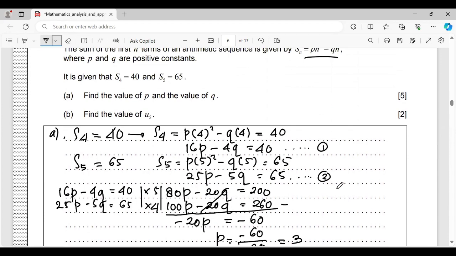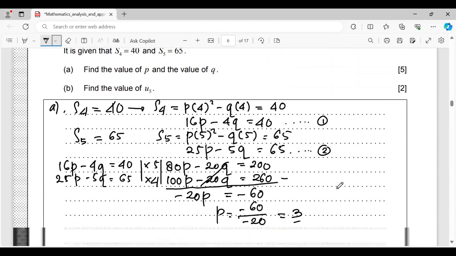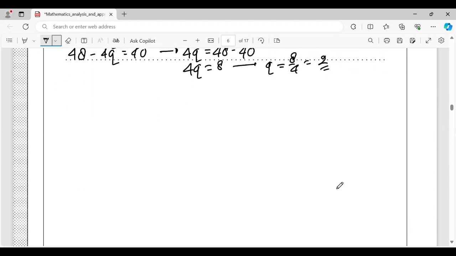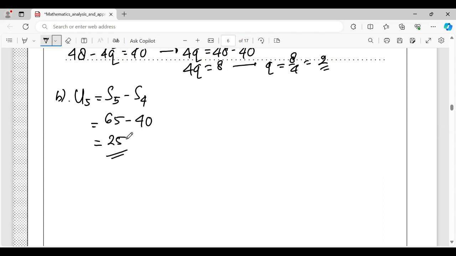Part b, find the value of U5. U5 equals S5 minus S4. 65 minus 40 equals 25, this.